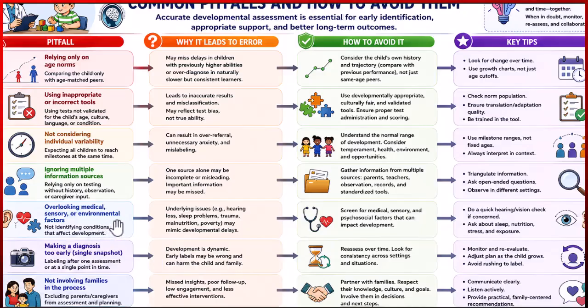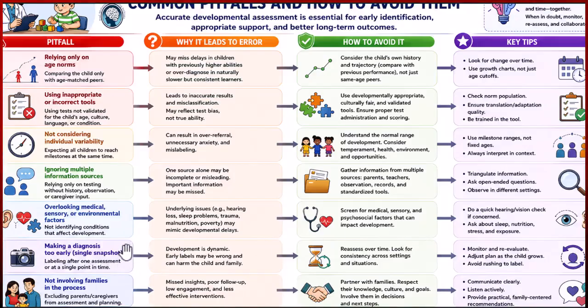The fifth pitfall is overlooking medical, sensory, or environmental factors. Conditions such as hearing loss, visual impairment, sleep disorders, malnutrition, trauma, psychosocial stress, or poverty may mimic developmental delay. Therefore, clinicians should screen for medical, sensory, and psychosocial factors that may affect development. A simple hearing or vision check may sometimes completely change the interpretation of developmental concerns.